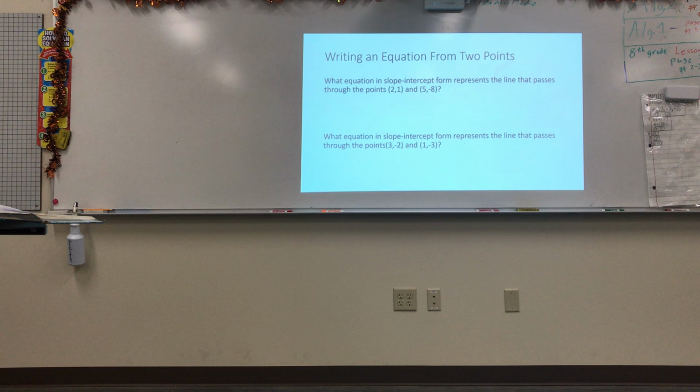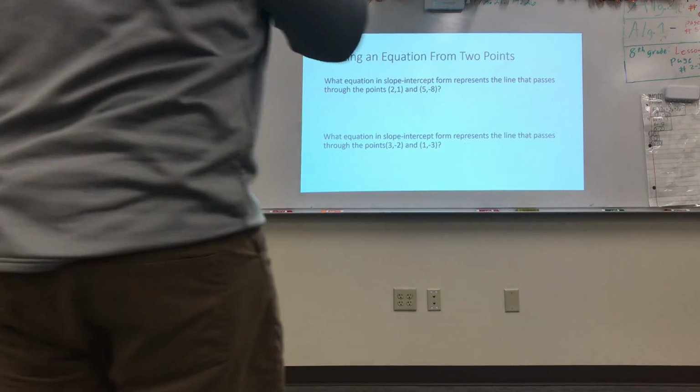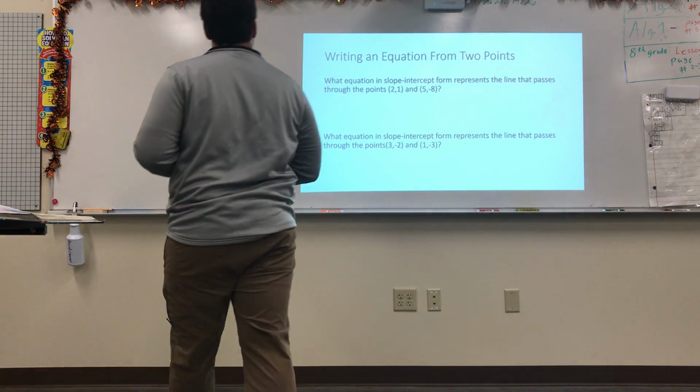Alright, what is the slope-intercept form that represents the line that passes through (2, 1) and (5, -8)? Okay. Lesson 1, we did this.